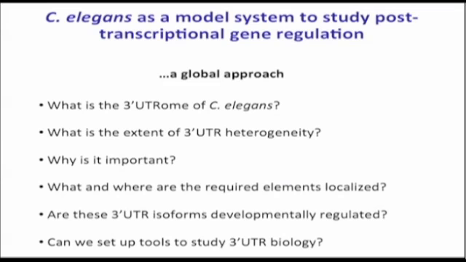And also why this is important. What can we learn out of this? Are there any elements that are important for regulating the expression of these transcripts? Can we detect them in worms? How are these different 3' UTRs subjected to regulation in development, for example? And at the same time, can we develop tools to study 3' UTR biology?